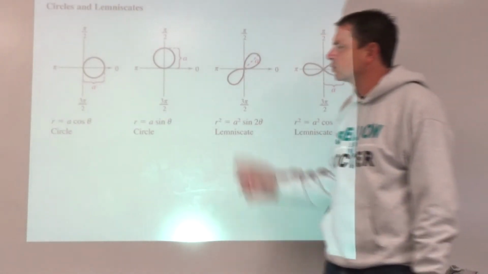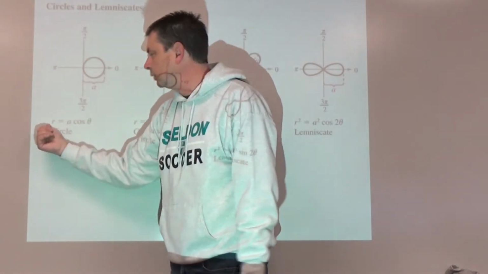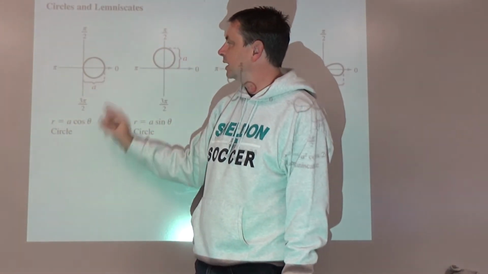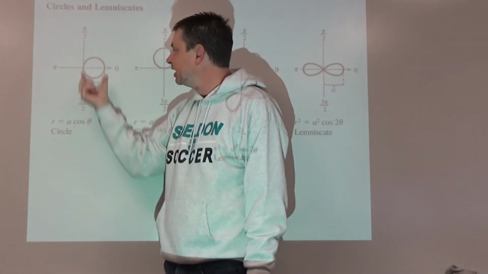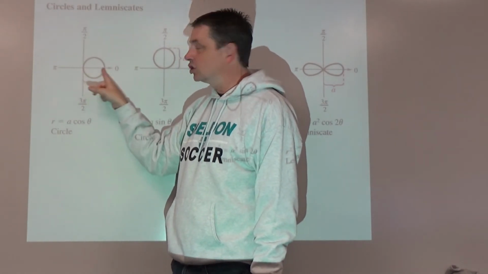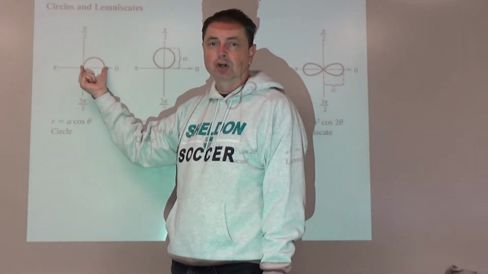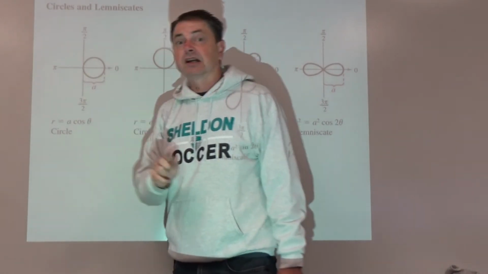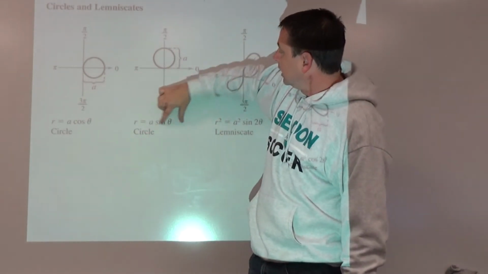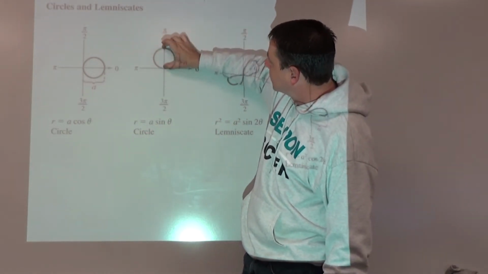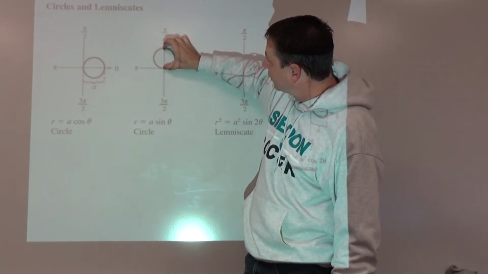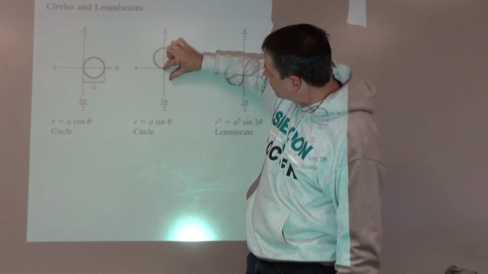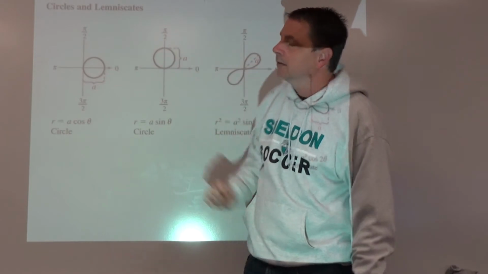Circles and lemniscates. We already saw the circle, the one we did earlier, r equals 2 cosine theta, which would look like this, where this distance is 2. That would be the diameter. And it is not centered at the origin. Sine goes up the y-axis. Again, the a value, if that's a 5, then it's from 0 to 5.